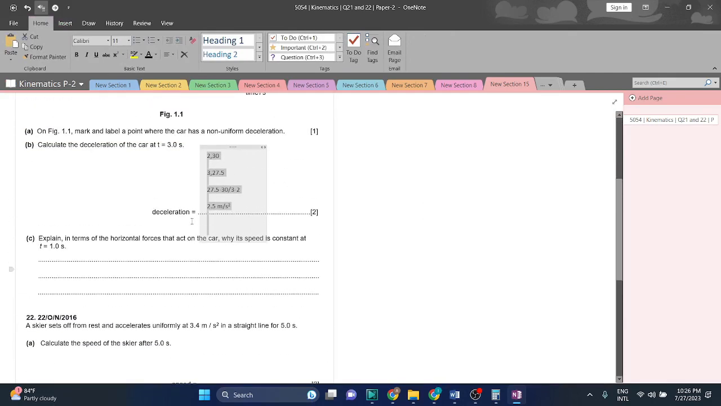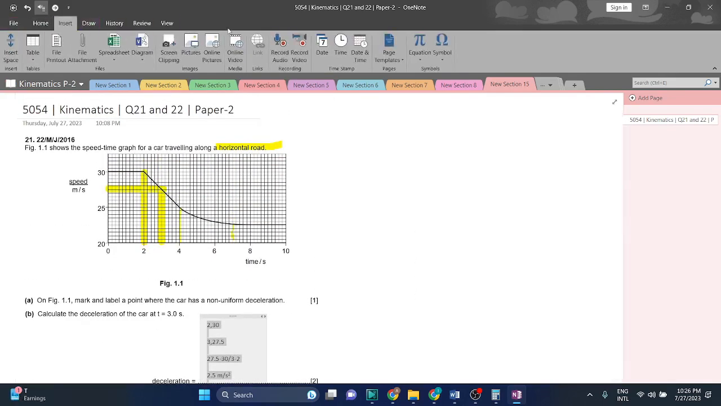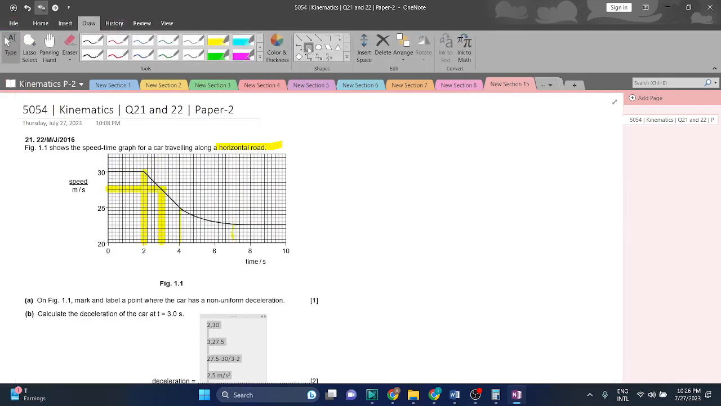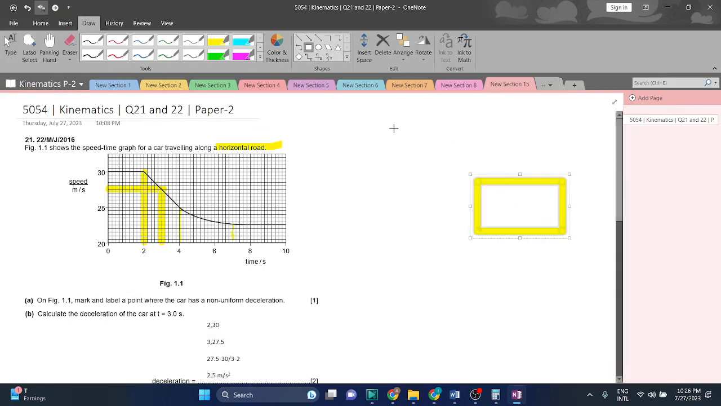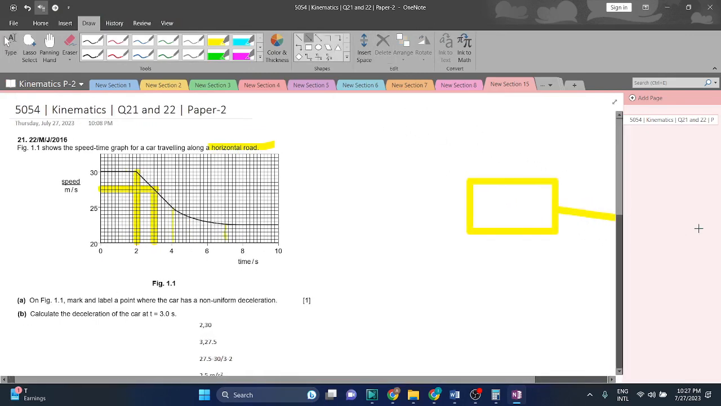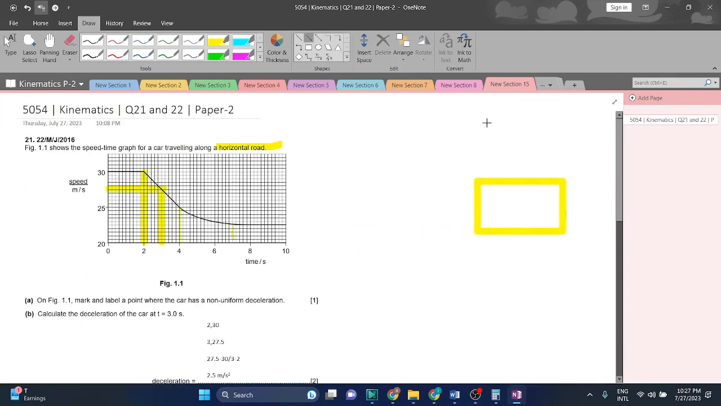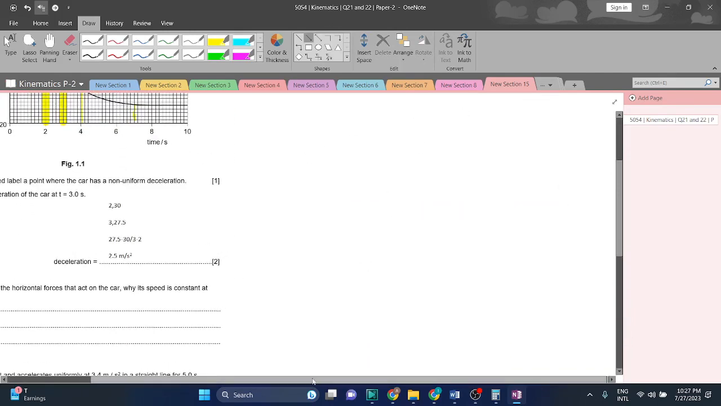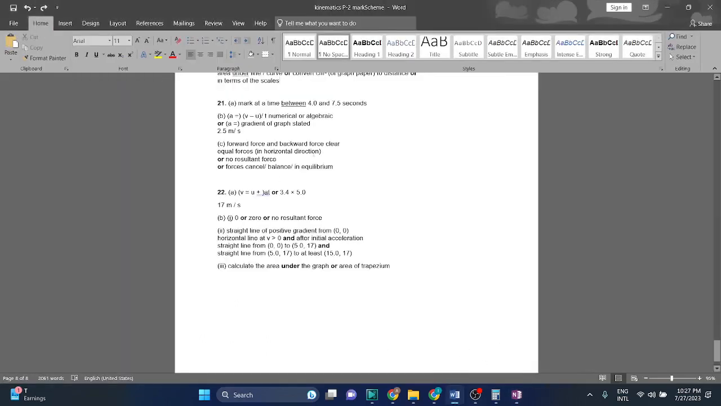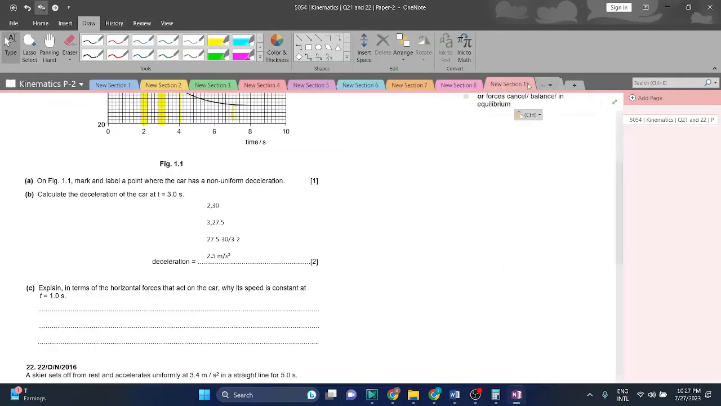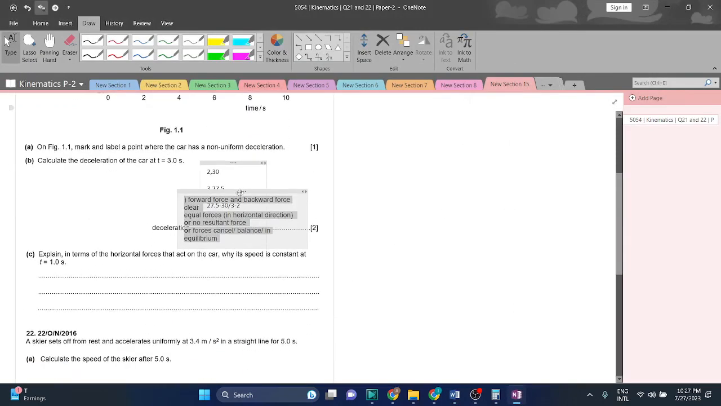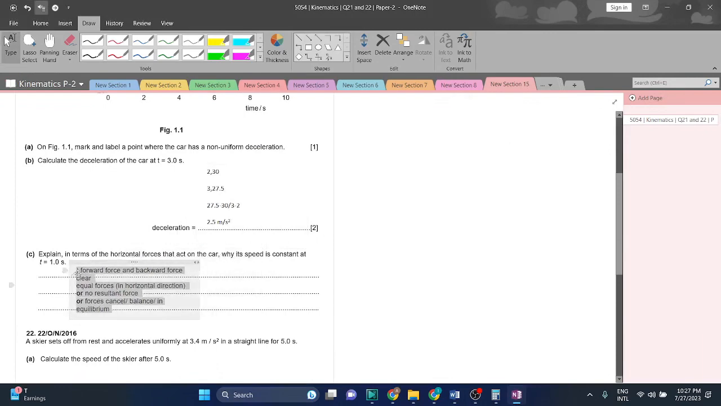That is very simple. Explain in terms of horizontal forces acting on a car why the speed is constant. The only reason why the speed is constant is that the forward forces are equal to the backward forces. When the forward force, which is the driving force, is equal to the backward forces, which are friction and air resistance, there will be a constant speed. So this is the answer.